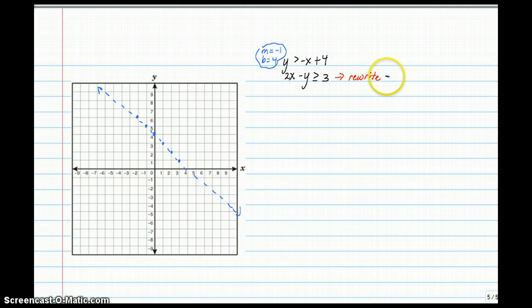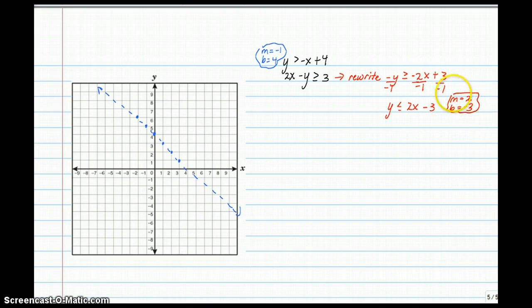So we have negative y, and we subtract 2x from both sides. It's greater than or equal to negative 2x plus 3. And then I'm going to divide by negative 1 using the division property of equality on every single term. And so I end up with y, but now because I divided by a negative 1, my sign reverses to less than or equal to. Negative 2 divided by negative 1 is 2x, and then 3 divided by negative 1 is minus 3. So my m equals 2, and my b equals negative 3.